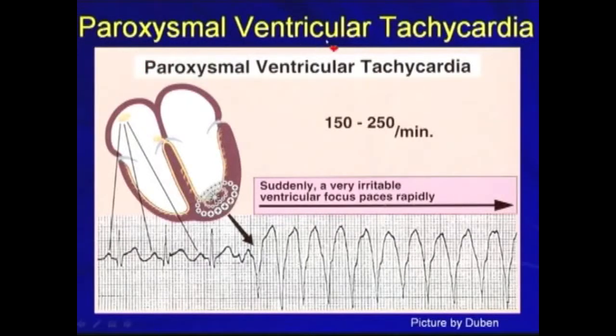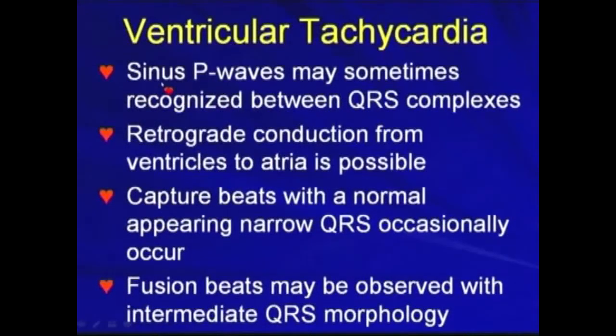Here is an example of paroxysmal ventricular tachycardia. You see here the normal sinus rhythm from the sinus node, and here suddenly a very irritable ventricular focus discharges rapidly, giving rise to a ventricular tachycardia, a wide complex tachycardia. So the sinus P wave may sometimes be recognized between the QRS complexes. Retrograde conduction from the ventricles to the atria is possible in VTAC.